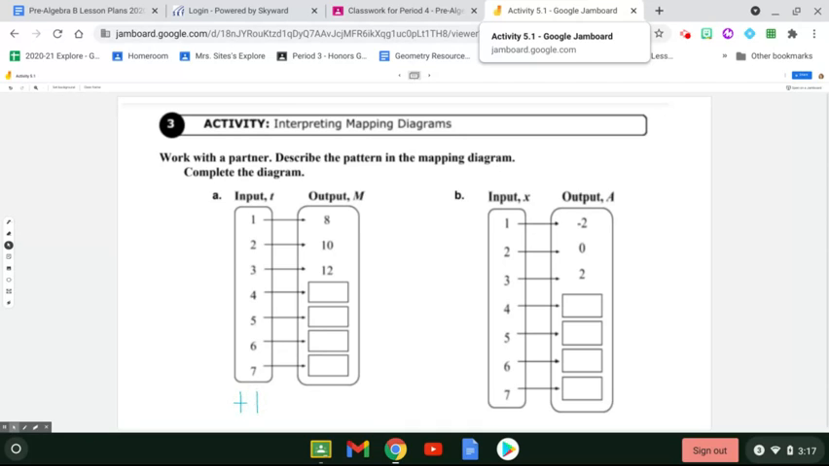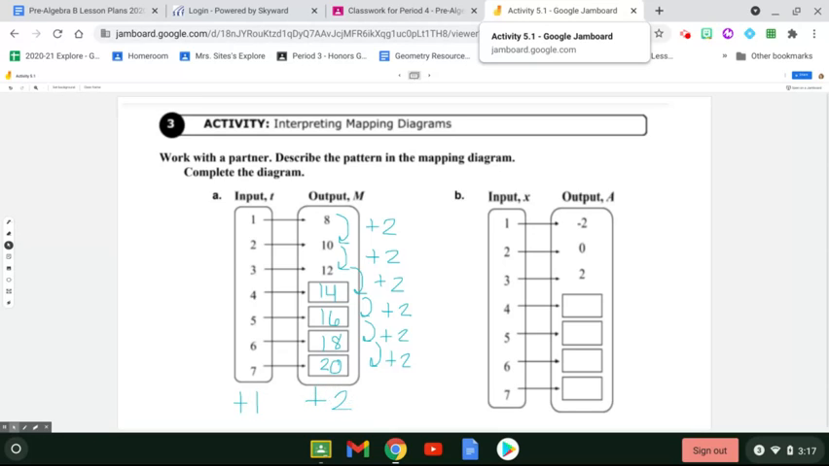Well, when I look at my output column, to get from 8 to 10, I'm adding 2. To get from 10 to 12, I'm adding 2. To get from 12 to the next value, well, you're just going to continue the pattern. So 14. And keep going. Add another 2. And add another 2. And add another 2. So the pattern that's going on with the outputs is we're adding 2.